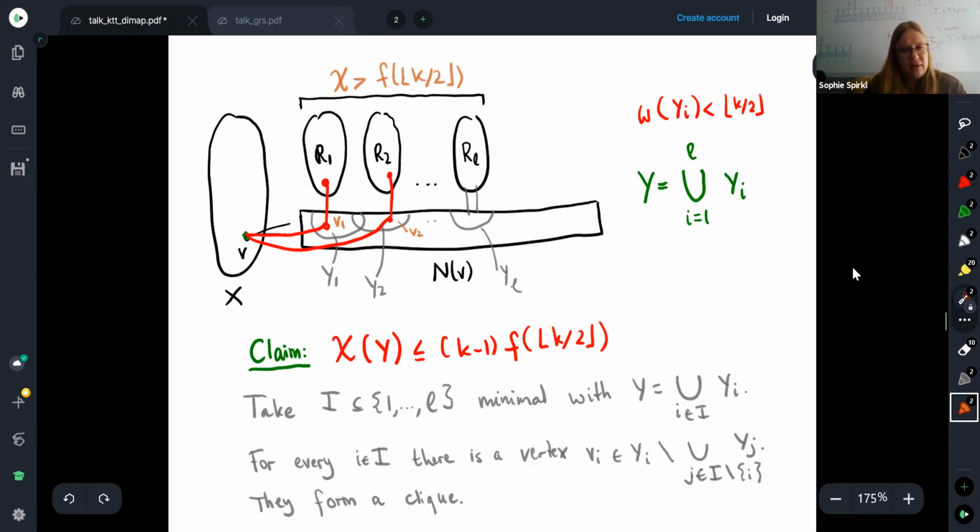And I claim that that union has small chromatic number, because we know each of these sets individually has small chromatic number because it has small clique number. And now we say, let's look at all of Y and pick a minimal set of indices such that the Y's corresponding to those indices, their union is already all of Y.